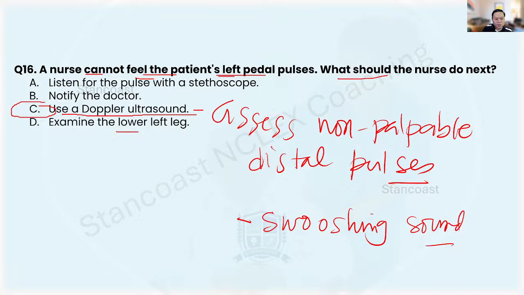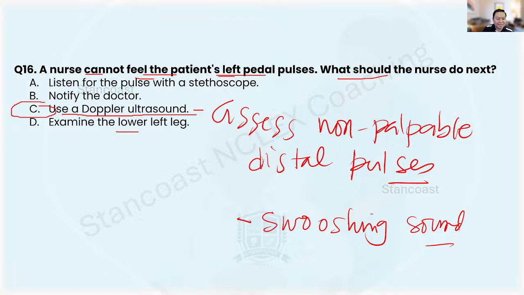So if you're going to hear that faint swooshing sound, then at least you will determine, hey, there's still some circulation going on. But it doesn't mean that your intervention will stop there. You really need to notify the doctor, hey, the patient's extremity, the left pedal pulse is very diminished. I can only hear it using the Doppler ultrasound. The other one is okay. So this would call for a possible immediate intervention by the medical provider once there is that diminished pulsation. All right. So notifying the doctor would happen next.